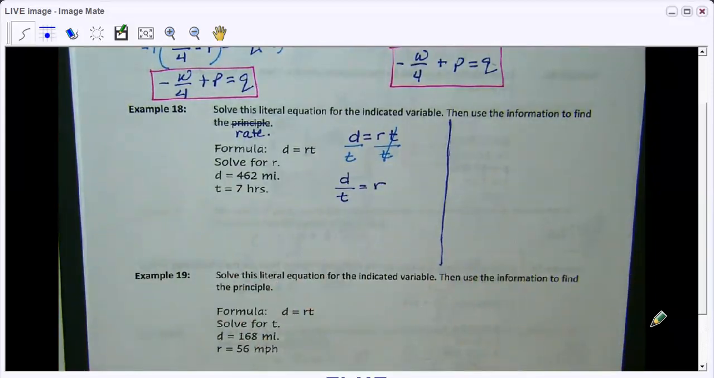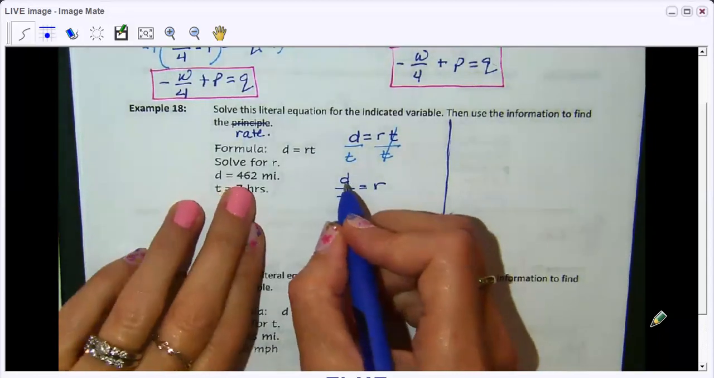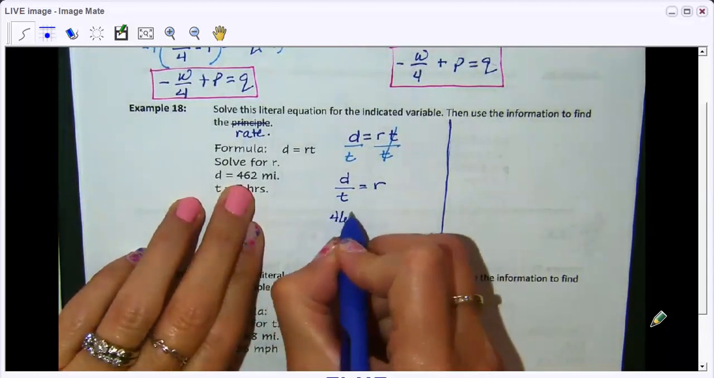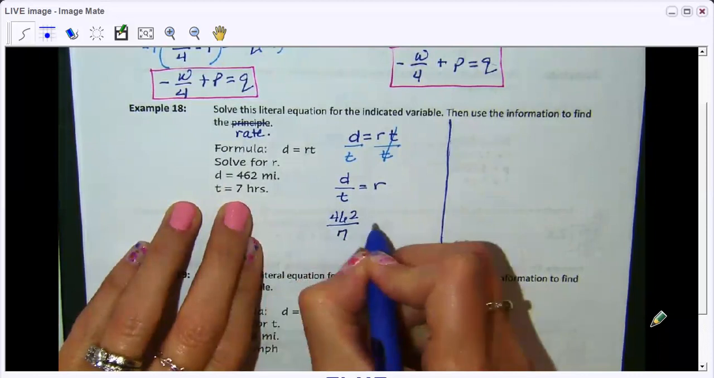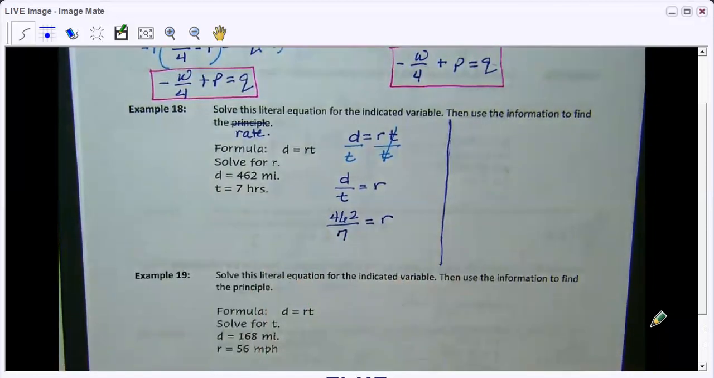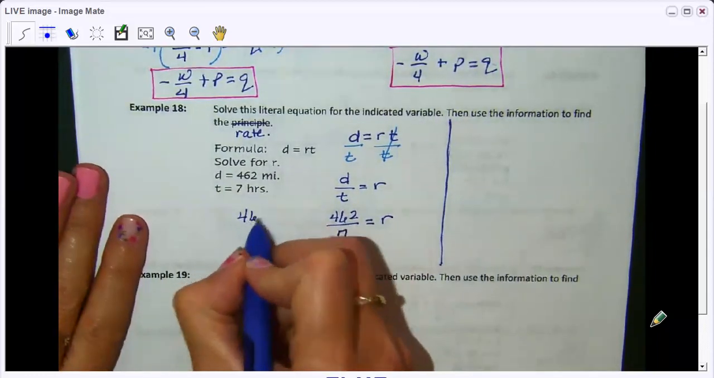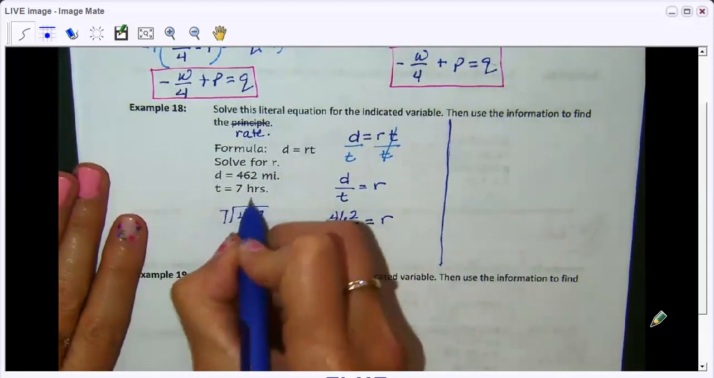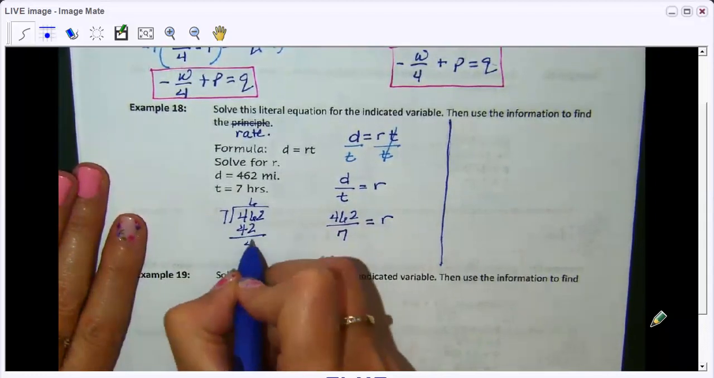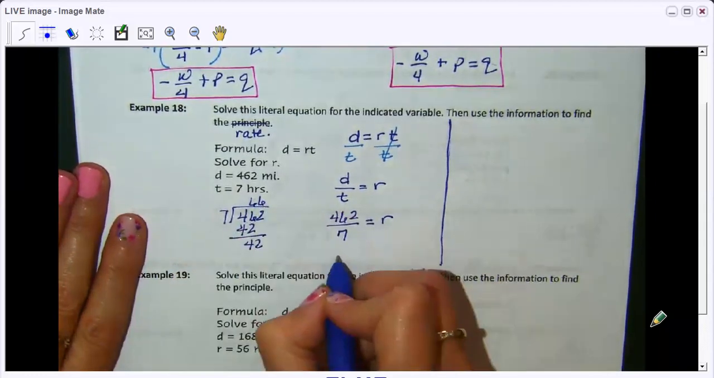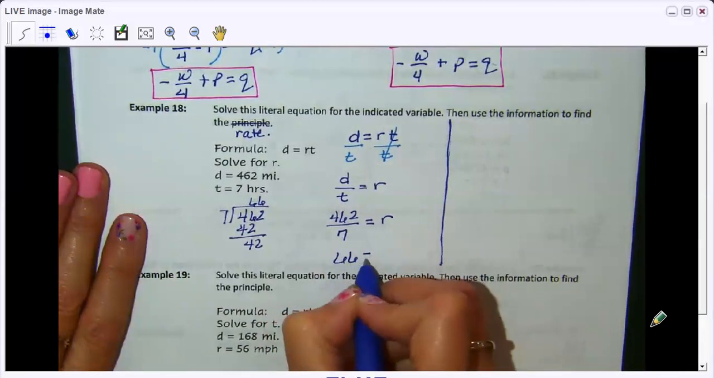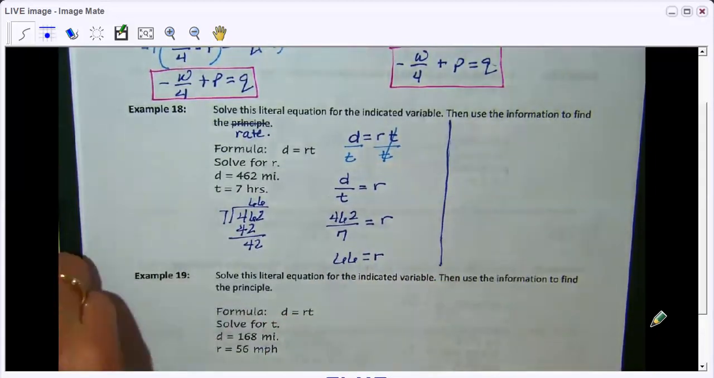Now we're going to solve for the rate by plugging in the information they give us. They give us distance and they give us time. So let's plug those in. Distance is 462. Time is 7. And now we divide 462 by 7. So 66 equals our rate.